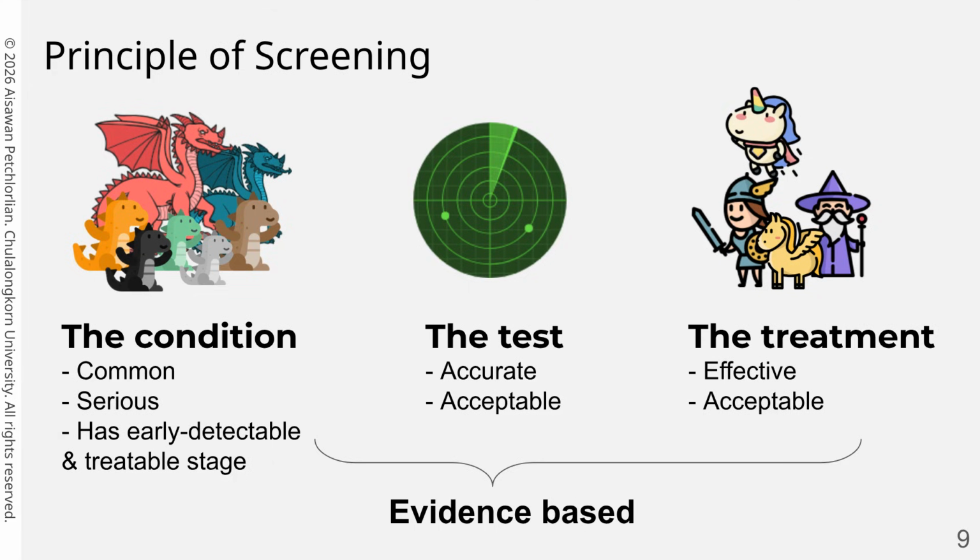Next is the test. It should be somewhat accurate, not producing too many false positives and false negatives. Also, the test should be accepted by the subjects, not cost too much and not be too invasive. Finally, the treatment. If we detect a disease that has no cure, then the screening may not change anything. Also, whether the existing treatment is accepted by the person should also be considered.